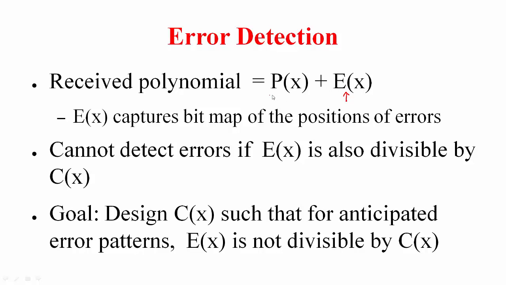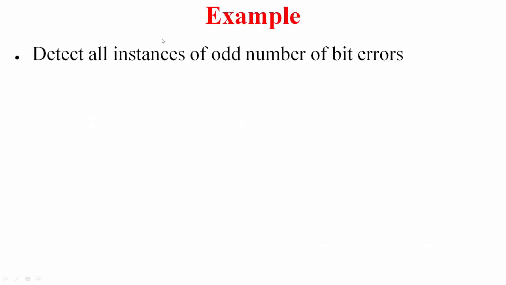Now we know that Px is exactly divisible by Cx. That means you cannot detect errors if Ex is also exactly divisible by Cx. So the goal is to design Cx such that for anticipated error patterns, Ex is not divisible by Cx. So how do we do that? Let me work out an example again.